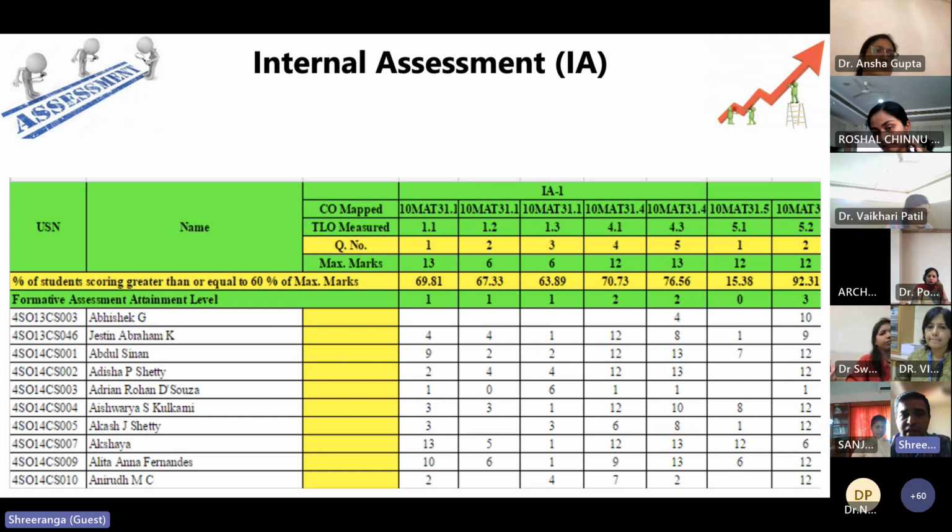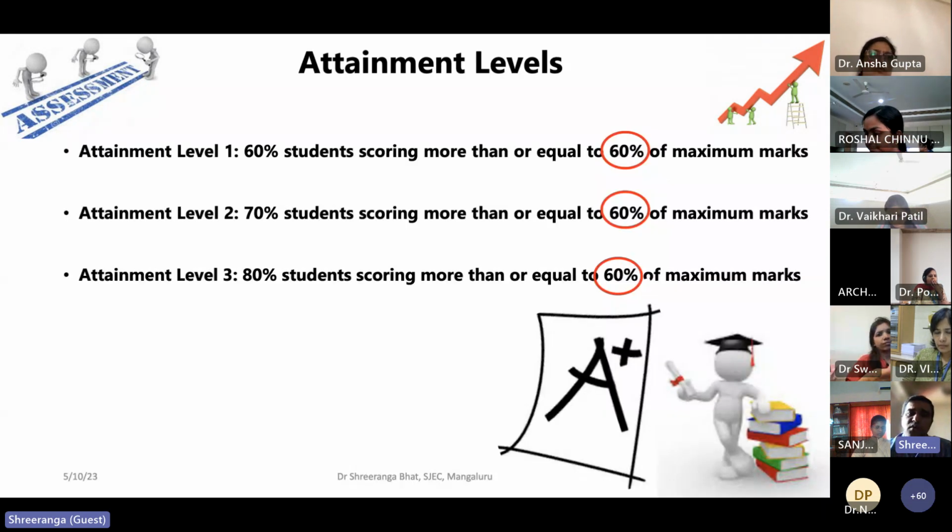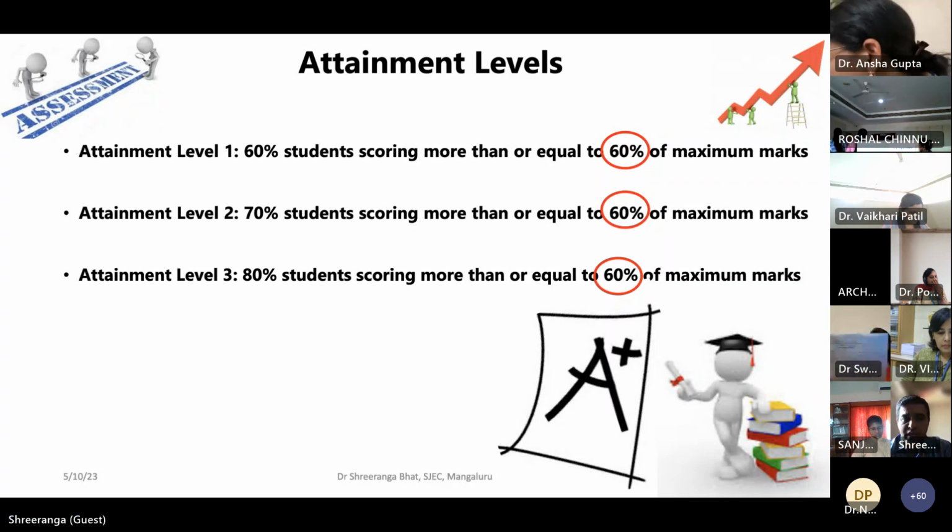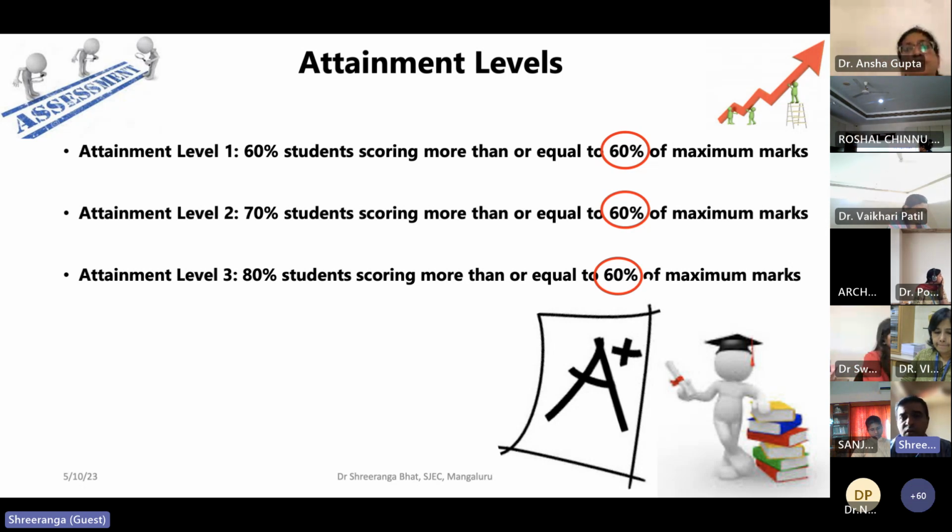In the second level, you can see 70% of the students are going to score more than or equal to 60% of the maximum marks. And in level 3, 80% of the students are going to score more than or equal to 60% of the maximum marks. Now the rounded value, that is 60%, which is common across the 3 levels, matters a lot.